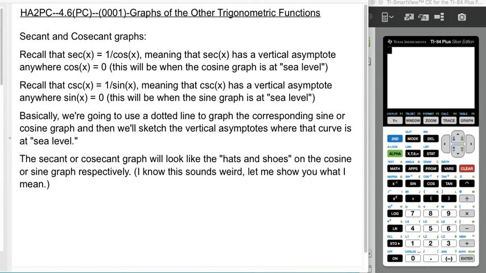All right, this is Honors Algebra 2 Pre-Calculus. We're doing 4.6 in Pre-Calculus, which is graphs of other trig functions. In this video, we'll focus on secant and cosecant, and then we'll focus on tangent and cotangent in the next video.